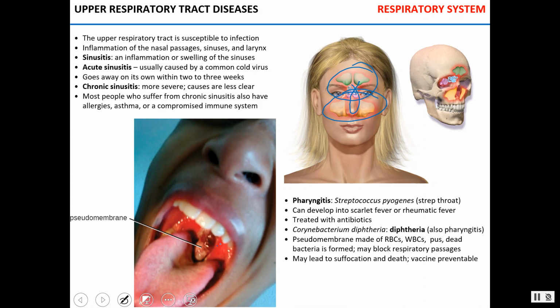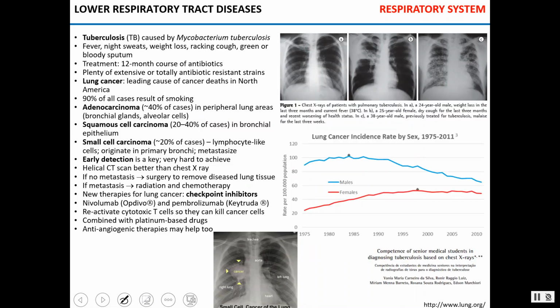Pharyngitis is inflammation of the pharynx. Strep throat is caused by Streptococcus pyogenes. The bacterial infection can be severe if it's untreated. Diphtheria is another pharyngitis. In diphtheria, a pseudomembrane made of various blood cells and dead bacteria is formed in the throat, can obstruct respiratory passages and lead to suffocation and death. Fortunately, this is a vaccine-preventable disorder.